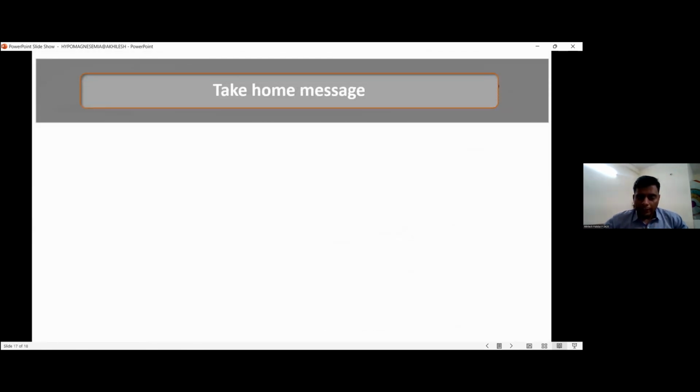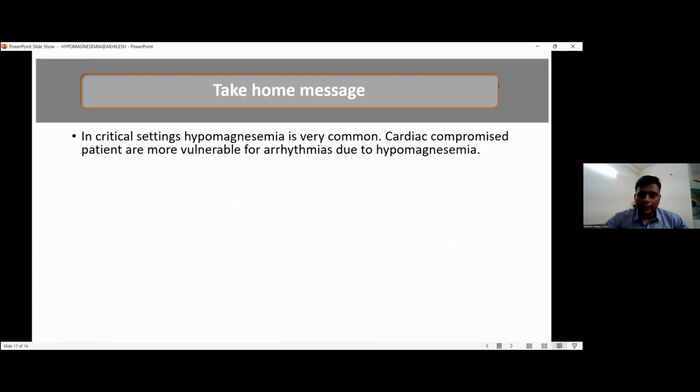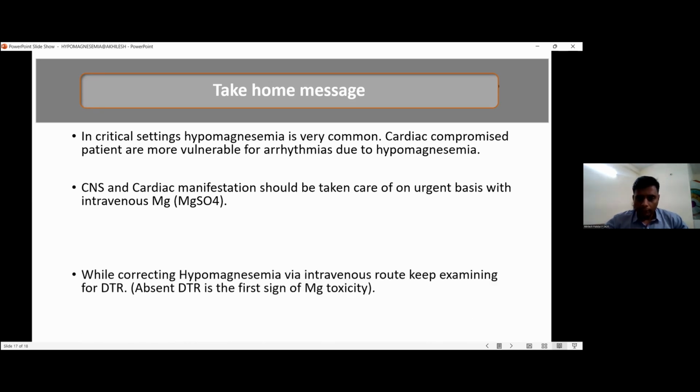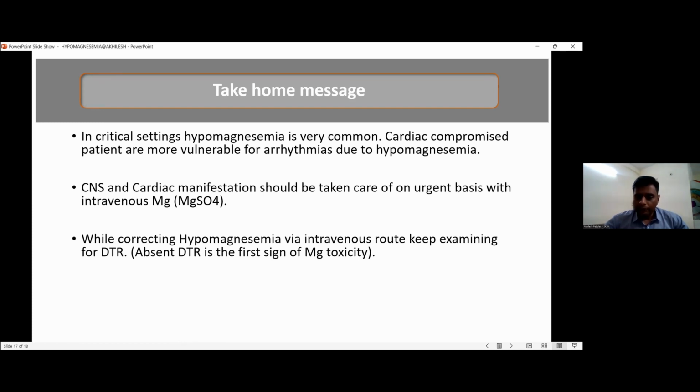So finally, my take-home messages are: in critical settings, hypomagnesemia is very common. Cardiac compromised patients are more vulnerable to arrhythmias due to hypomagnesemia, so we have to be more vigilant and keep the magnesium level up to 2.5 milliequivalent per liter for these cardiac patients. CNS and cardiac manifestations should be taken care of on an urgent basis via IV magnesium sulfate. While correcting hypomagnesemia, we have to check deep tendon reflex, because the loss of deep tendon reflex and lethargy are the first signs of magnesium toxicity.